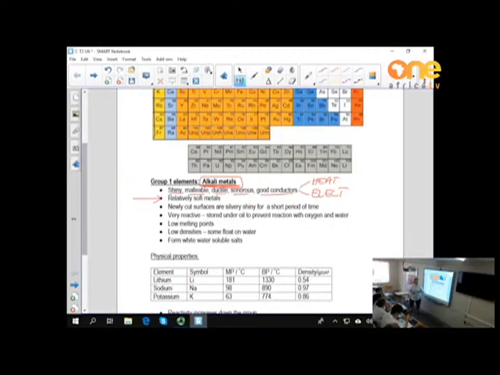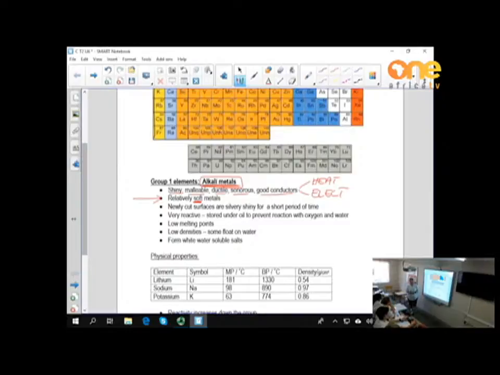Now, these group 1 metals are relatively speaking soft. If I have a knife, I can cut a piece off. It's hard, but you can cut it. In comparison to metals like copper or zinc, you can't just cut those with a knife. So we say they are relatively soft metals. You can cut them with a knife or a blade.